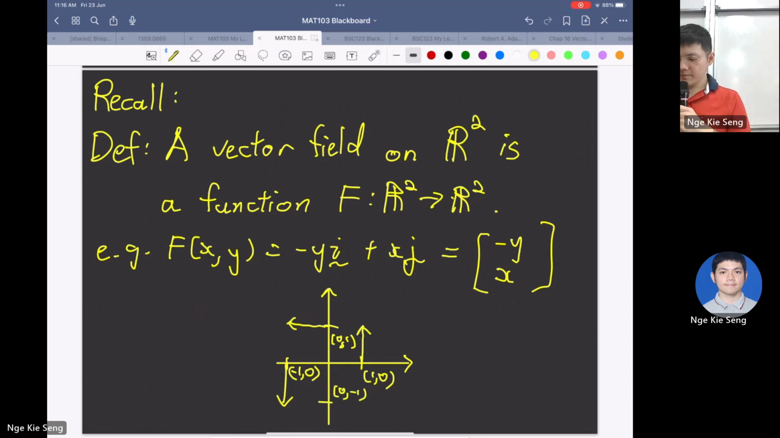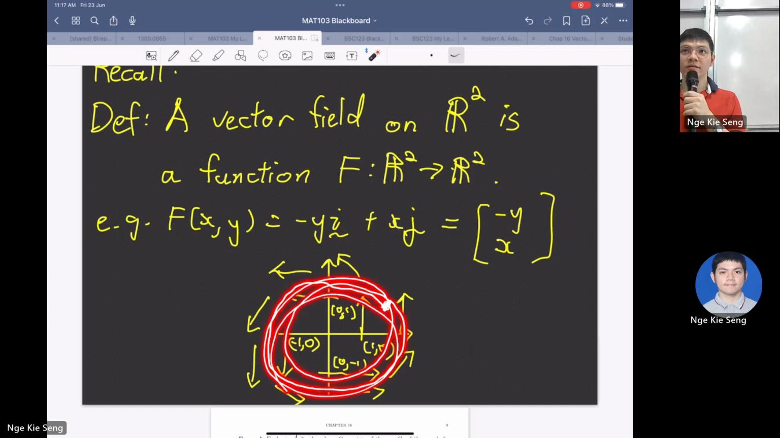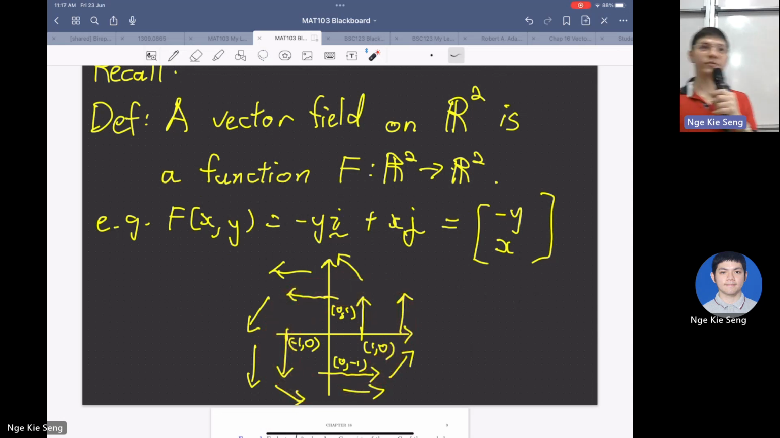How about 0, minus 1? You get 1, 0. And so you get a vector 1, 0. If you try all other points, you can see that this is a vector field rotating anti-clockwise. So if you put a particle on this plane, then this particle will flow in this direction, following the direction of the vector field.